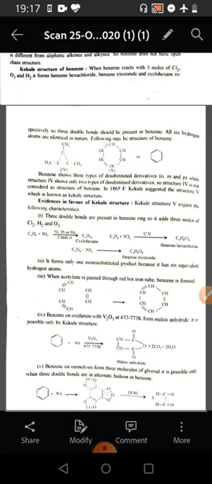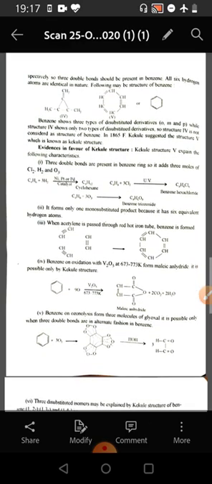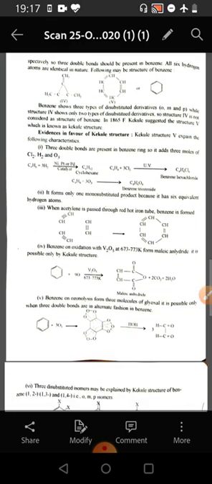When benzene reacts with 3 molecules of chlorine, ozone and hydrogen, it forms benzene hexachloride, benzene triozonide and cyclohexane respectively. So it means that 3 double bonds should be present in benzene. All 6 hydrogen atoms are identical in nature.